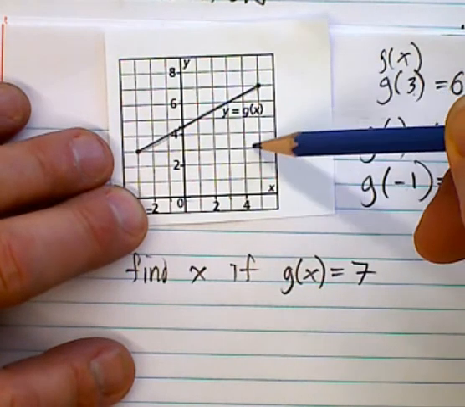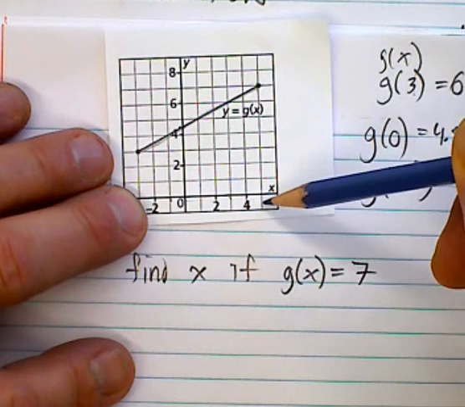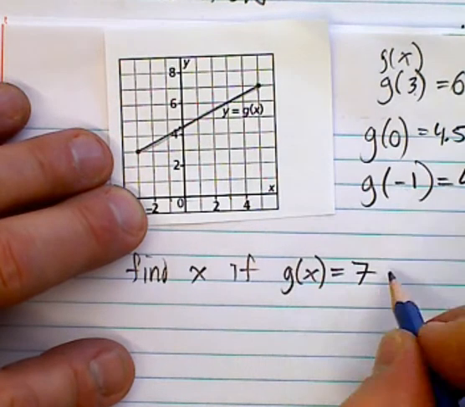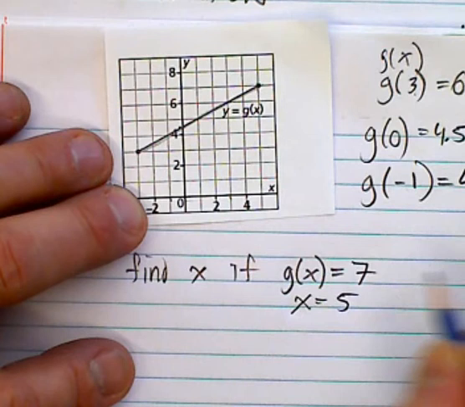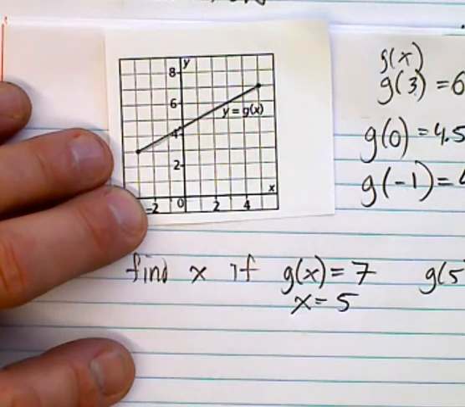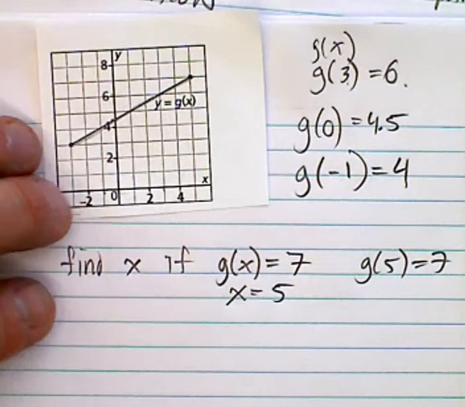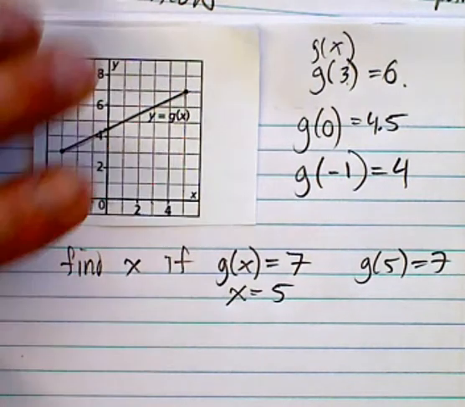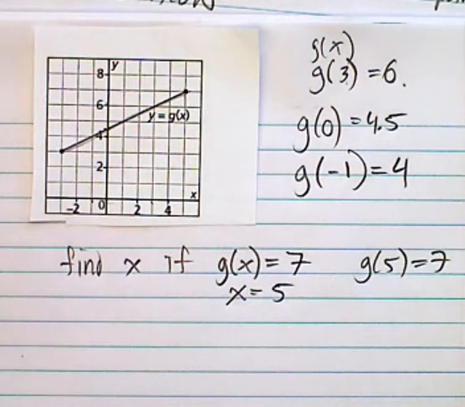2, 3, 4. So x is equal to 5. So that means that g of 5 is 7. This is about function notation, people, okay? It's about function notation. You have to be comfortable interpreting the graphs and reading stuff off the graphs.